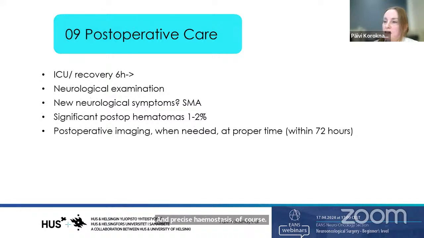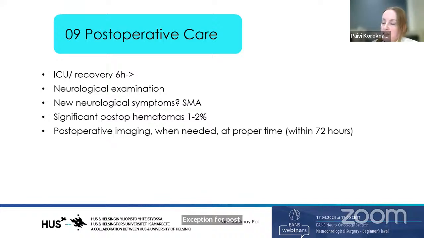So postoperative care, ICU recovery for 6 hours at least. This is depending a lot on the ways of the house. In our adult hospital, we use ICU for 6 hours, and in pediatric cases, it's just recovery, exception for posterior fossa tumors or deep located tumors.